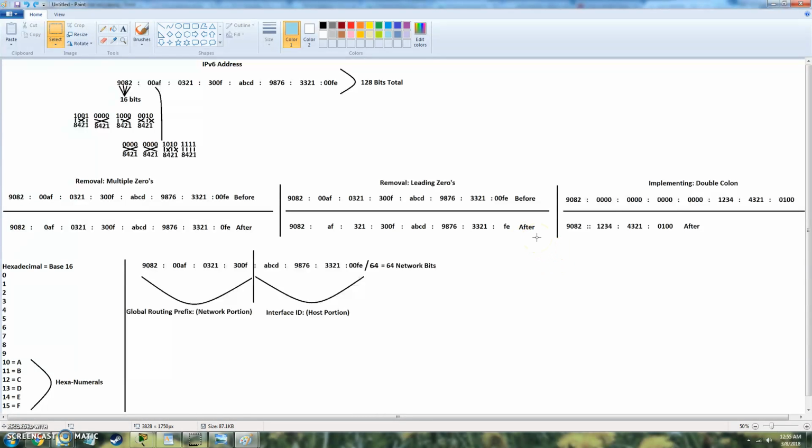Devices will add portions of the address that have been shortened. So any techniques used to shorten the address will be made up for by the devices, and the address will be written out properly.